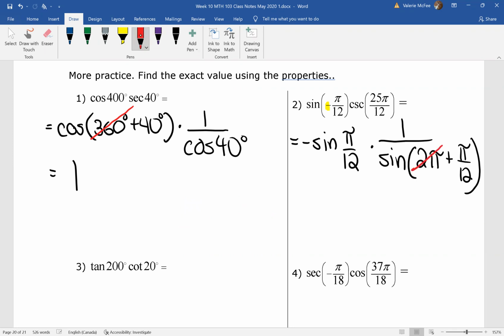Again, we can ignore going around the circle. So we have the negative sine pi by 12 times the reciprocal of sine pi by 12. This equals -1. Try questions 3 and 4.